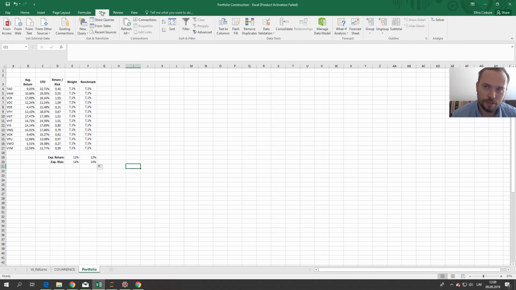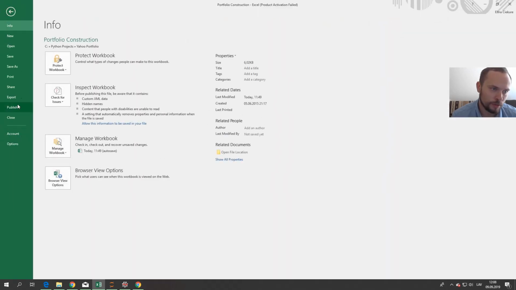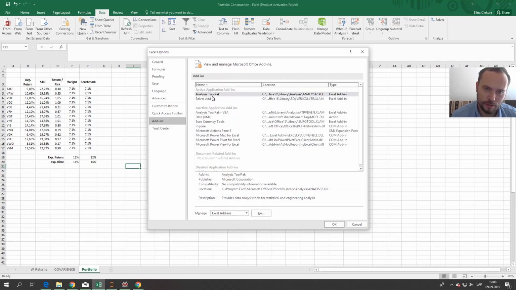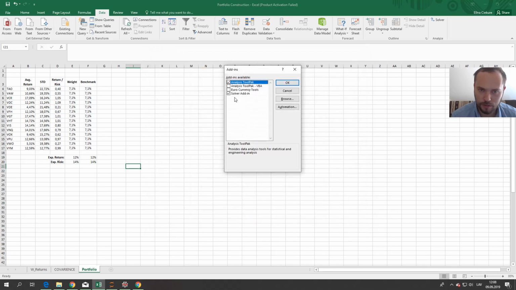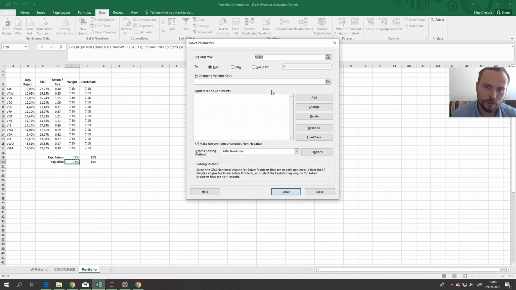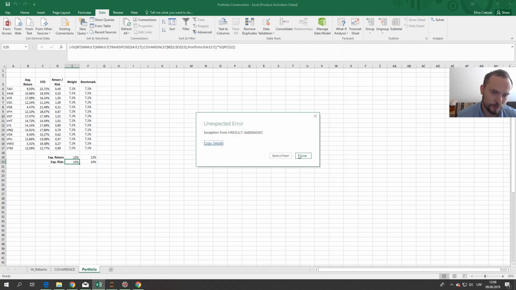You go to the Data tab. If you don't have Solver here, you have to go to options and add-ins, and tick the Solver add-in. So just tick the Solver, click OK, and it will appear. So you now click on the expected risk, click Solver, and just remember another thing we need to do. Sorry about that.